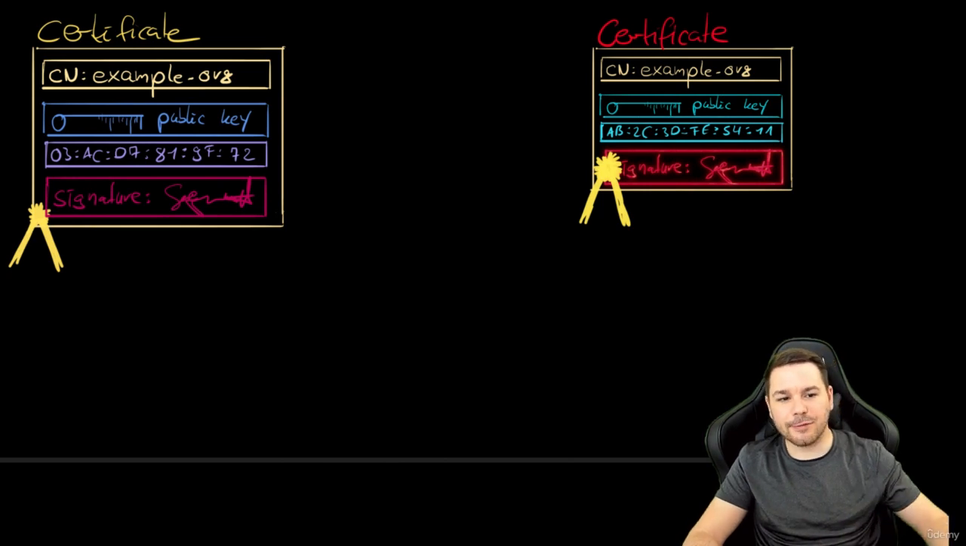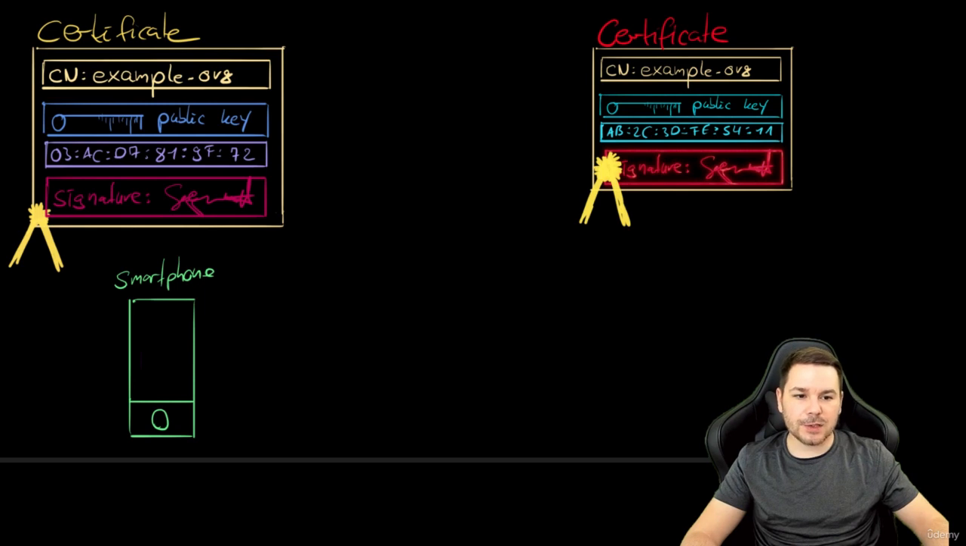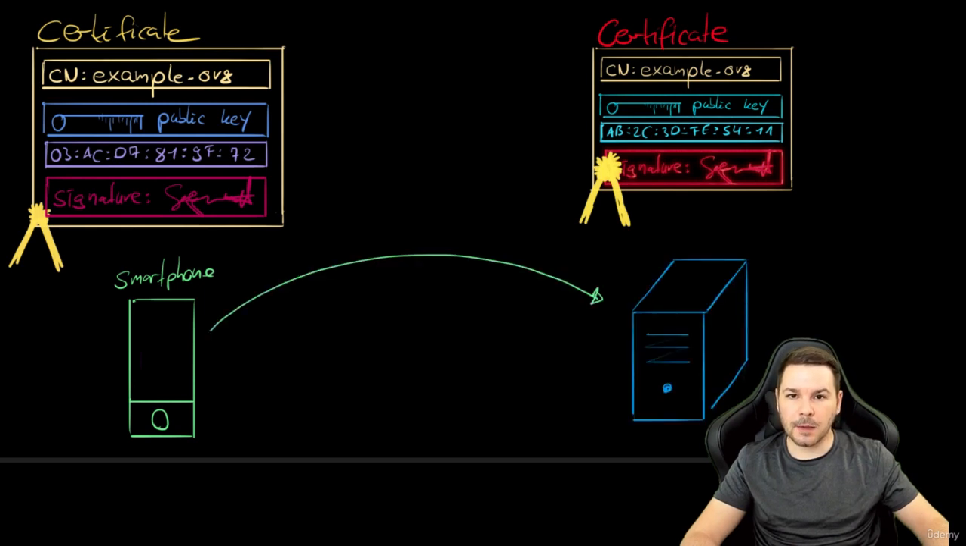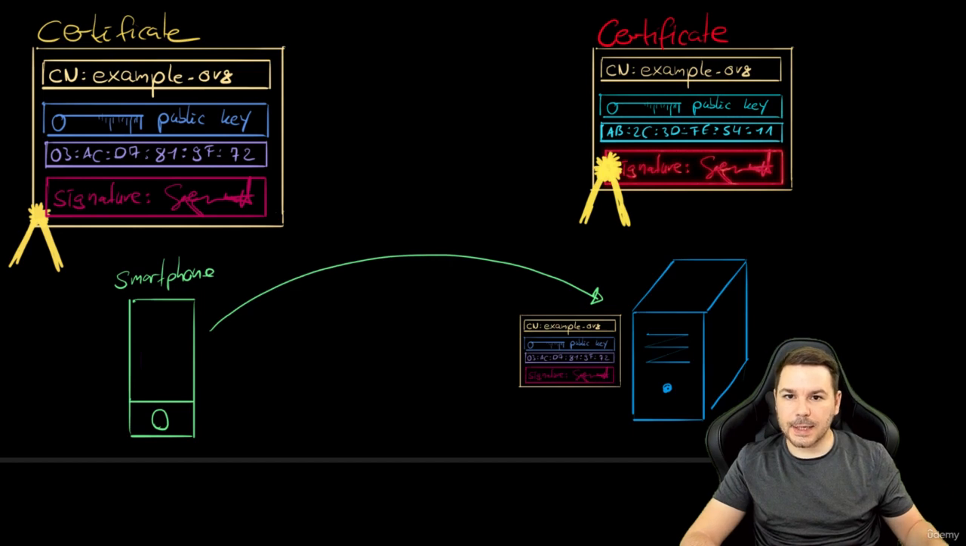Alrighty, and let's have a look. Let's say we've got our smartphone over here, and this smartphone is trying to connect to this server. The server is now assumed to be example.org. Therefore, the server is presenting this certificate over here. So we can see this is exactly the same certificate that the client expects to have. Now let's see what the client can pin in this certificate.